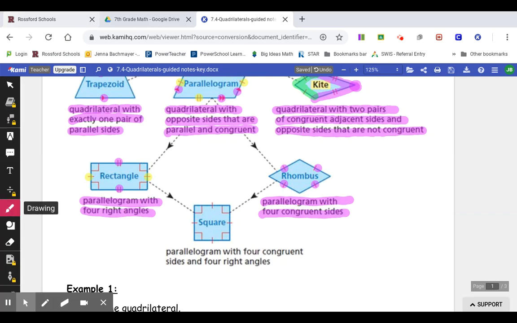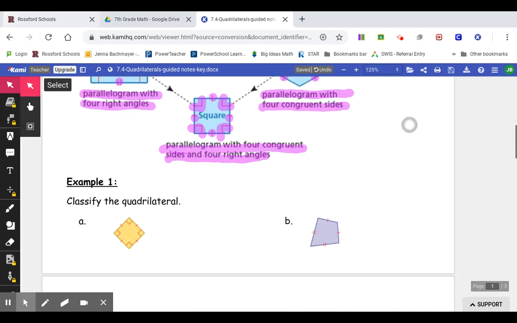But both of these can drop down to be a square. So here we have a parallelogram with 4 congruent sides and 4 right angles. The square actually has the most specifications of any of the different quadrilaterals. So a square has the 4 right angles, and a square has to have all 4 congruent sides. Okay. All right, so let's take a look at example 1.